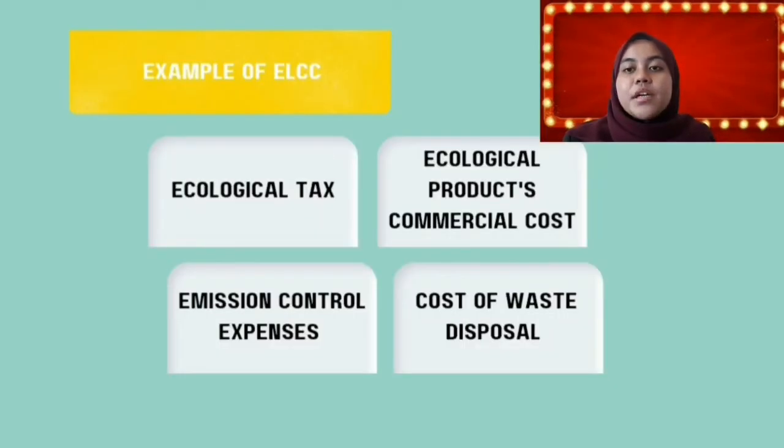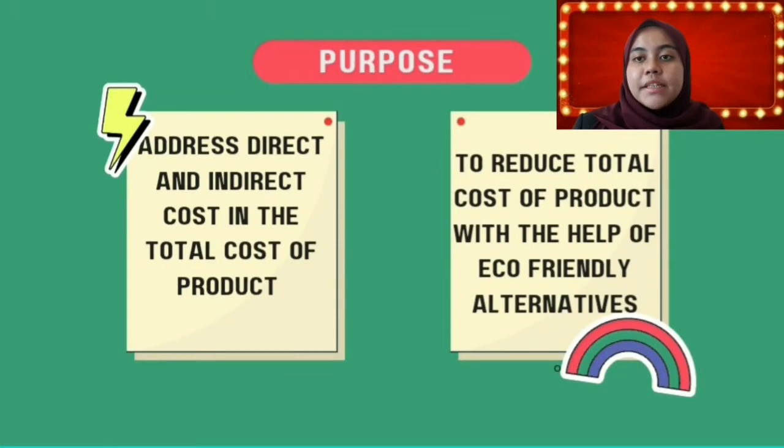Here are the examples of ELCC. The first one is ecological tax, which is a tax that a company needs to pay to the government. Next, ecological products commercial costs. Third, emission control expenses, which are the expenses that a company incurred in order to control their gas emission. The fourth one is cost of waste disposal, which is the cost that the company incurred in order to manage their waste disposal.